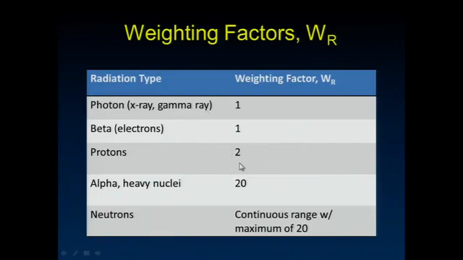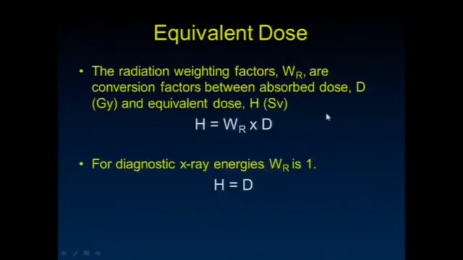Protons, because they're more massive and have the same charge as an electron, have a slightly higher weighting factor. Alpha particles, right, 2 protons, 2 neutrons, quite a bit more massive, a bit more charge, have a much higher weighting factor. Neutrons are a more complicated issue, and I'm not going to get into those, but I just wanted to show those weighting factors. So now, if we know what our absorbed dose was, and we can apply the appropriate weighting factor to that, we'll get the equivalent dose.